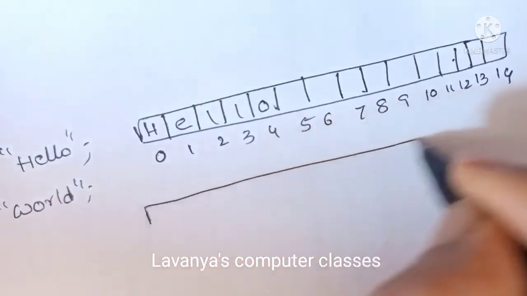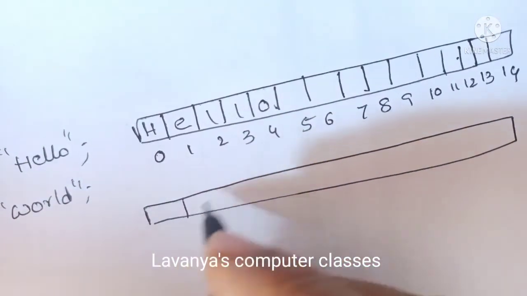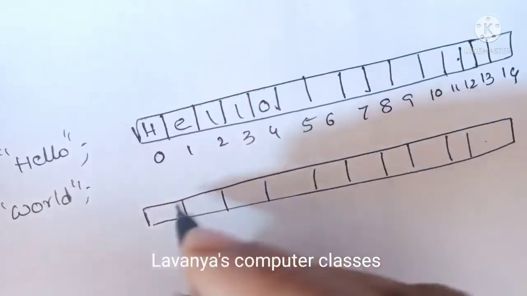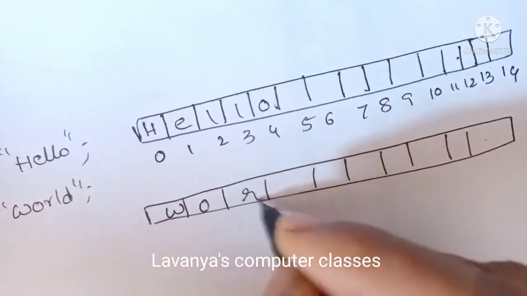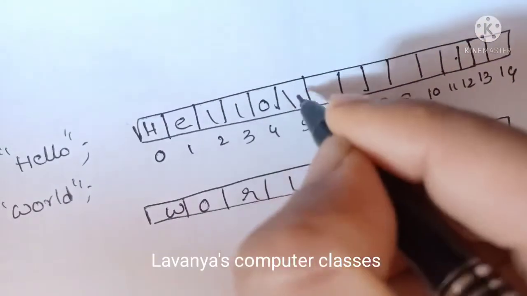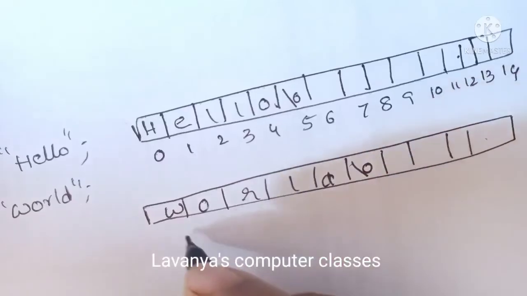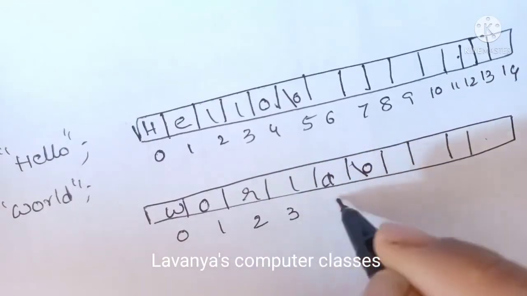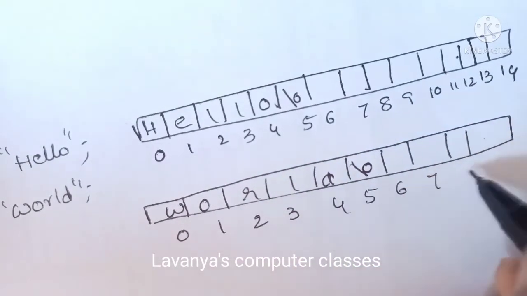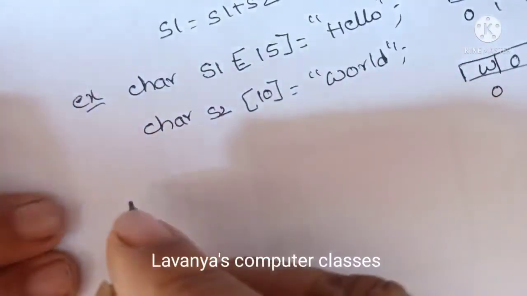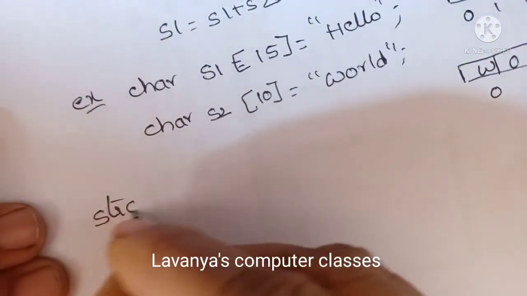In this, what is the value? Hello. Next S2, what is the size of S2? 10. That means 10 memory locations are allotted, 0 to 9. So in this world is stored. But a string always ends with a \0. One more extra character is taken for \0. So S1 is size 15, S2 is size 10.